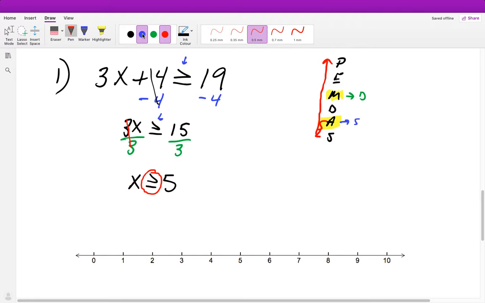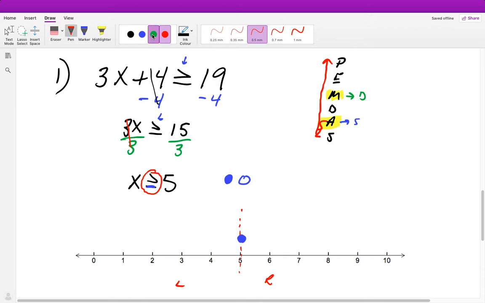Now remember, we look at our inequality and ask ourselves, is this going to be a closed circle or an open circle? Remember, when it's equal to, and it's not just greater than or less than, but equal to, we know it's a closed circle. So at 5, I will put a closed circle. Then remember, we're breaking our graph into two separate regions. We have the region to the right and the region to the left.